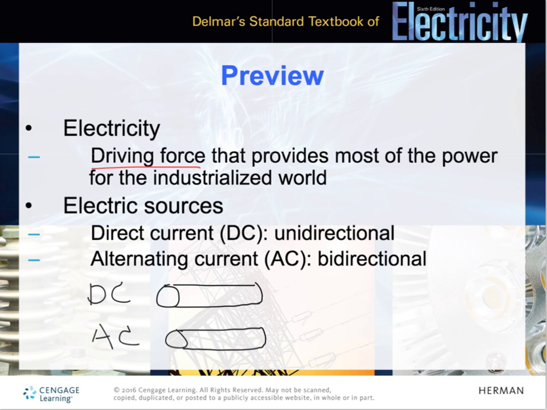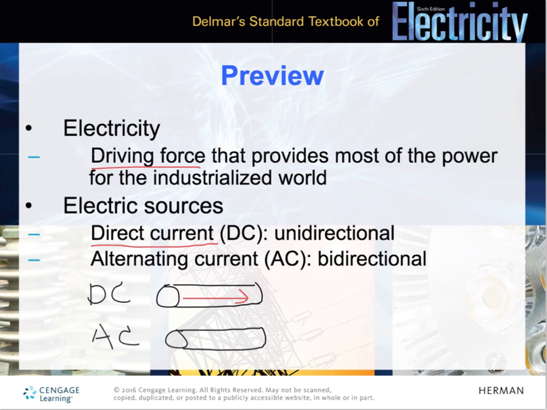Now, there are two types of electric sources. We have what's called a DC source, which is known as a direct current source. It's unidirectional. That means that once we connect that voltage supply to our circuit, current will only be in one direction through the circuit. So here, it's a cross section of my wire, showing the direction of the current for a DC circuit, only one direction.